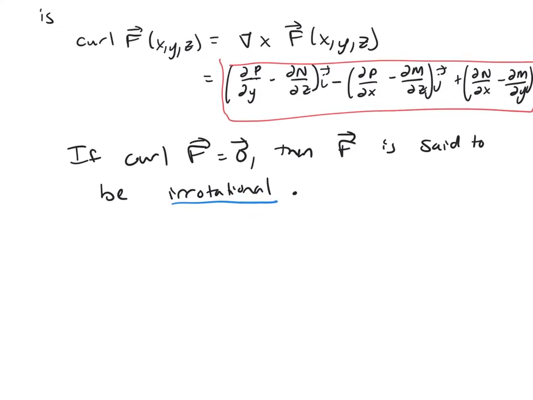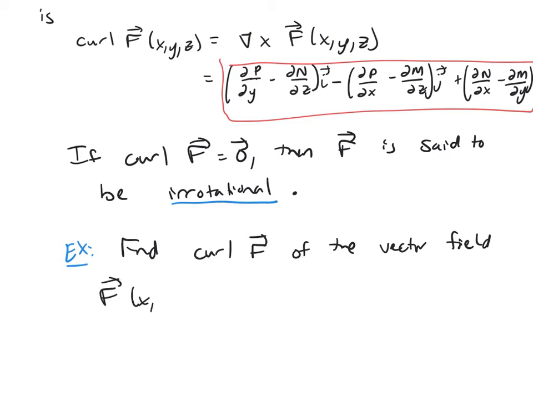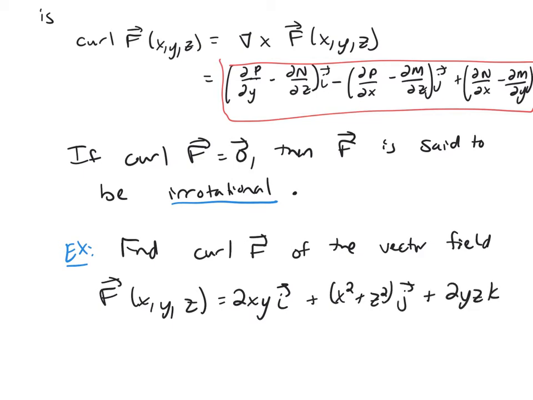So let's look at an example where we calculate curl. Find the curl of f of the vector field x, y, z. It's going to be 2xyi plus x squared plus z squared j plus 2yzk. And I want to know, is f irrotational?